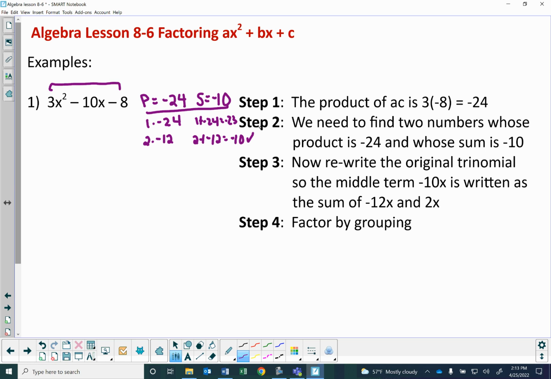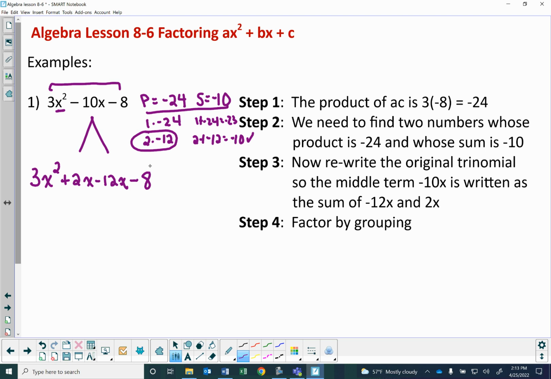Now here's where the difference comes. Before, we always just took our first term, took care of the variable, split it in half and then divided it between the two parentheses. But now we have a leading coefficient of 3. So instead of doing that, we are going to rewrite negative 10x as a combination of 2 and negative 12. So we're going to keep our first term, 3x squared. We're going to rewrite negative 10x as positive 2x minus 12x because that equals negative 10x, and then we're going to keep our last term of negative 8. We now have a polynomial of 4 terms.